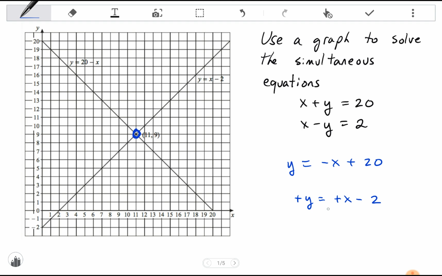So what does that mean exactly? It means they both have the same value for y when x is 11. So if you put 11 in here, negative 11 plus 20, that's 9. If you put 11 in here, 11 minus 2, that is also 9. So that is the solution. We just solved these simultaneous equations graphically.